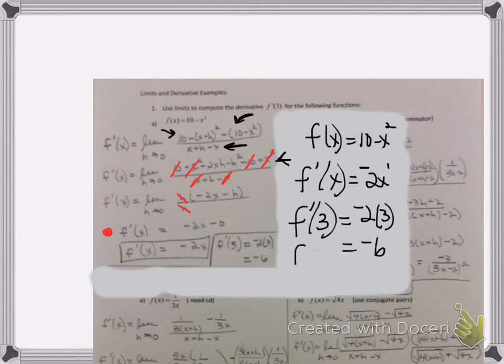Now let's think about what that negative 6 means. That's telling me that for my function f of x equals 10 minus x squared, if I draw a tangent line to that curve at x is 3, it should have a slope of negative 6. So think about that. Make sure you understand what that means. And we're going to go forward and do other problems that are going to take a lot more algebraic manipulations.